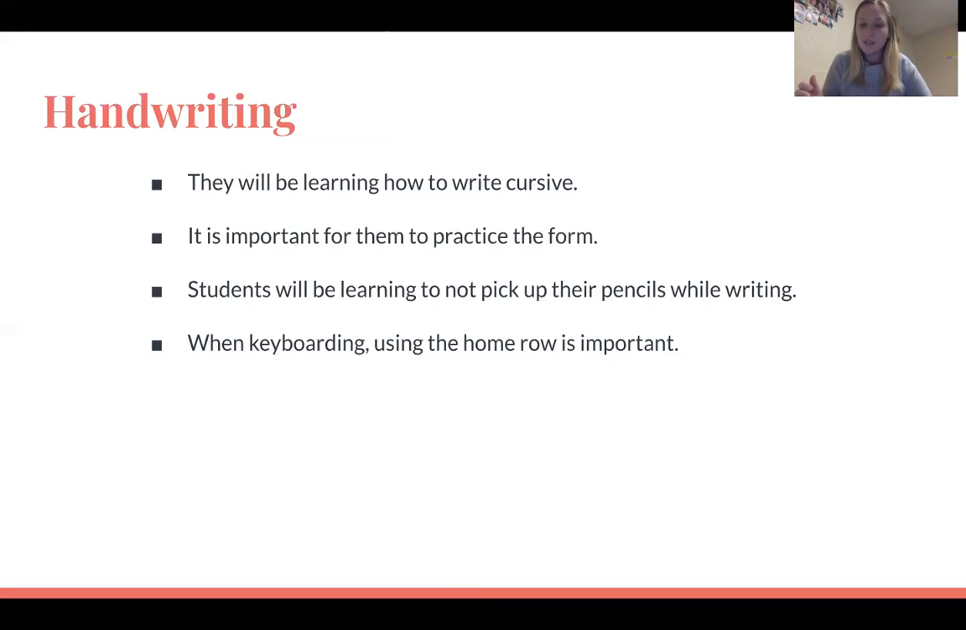The main thing I want to enforce is not picking up their pencils, a lot different than writing manuscript. And so some students struggle with that aspect of it just because it's so new. This isn't necessarily handwriting, but keyboarding is another thing we're going to work on this year. Using home row is really important for that, so that students get used to using our 8 fingers and then our 2 thumbs for the space bar, so that they will know that for the rest of their lives, and they don't have to break the habit later.